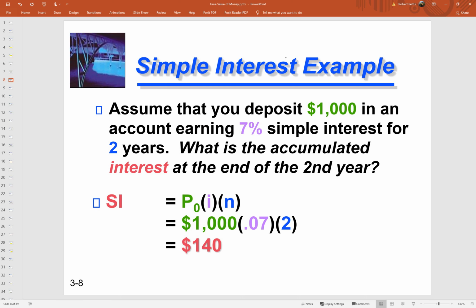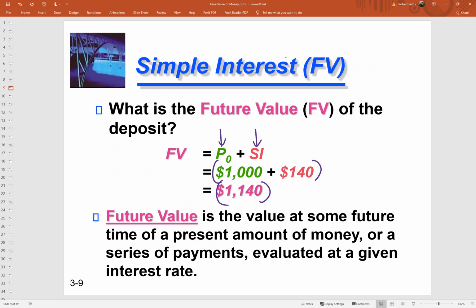If we got $1,000 at a 7% interest rate for 2 years, we just plug in those numbers, and they're just being multiplied by each other. So we just have 1,000 times 0.07 times 2. And that would give us $140 in simple interest. So we got $1,000, we put it in an account earning 7% simple for 2 years, and we have earned $140. Let me erase these.